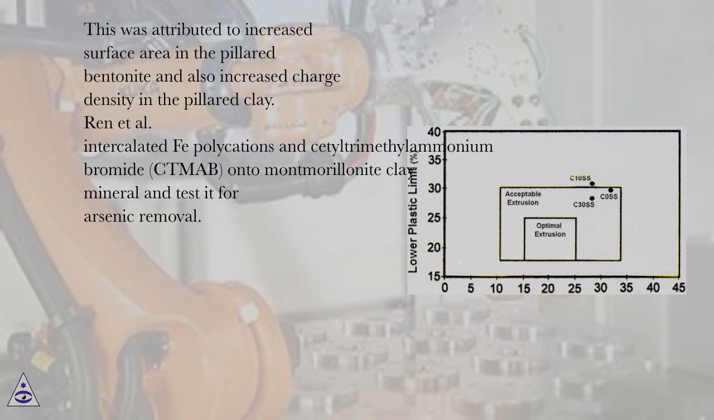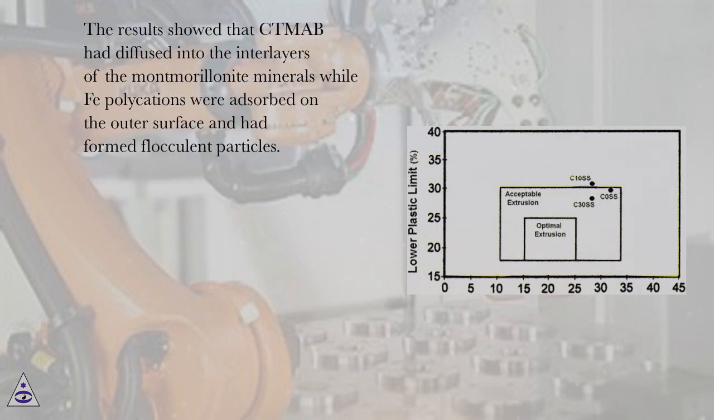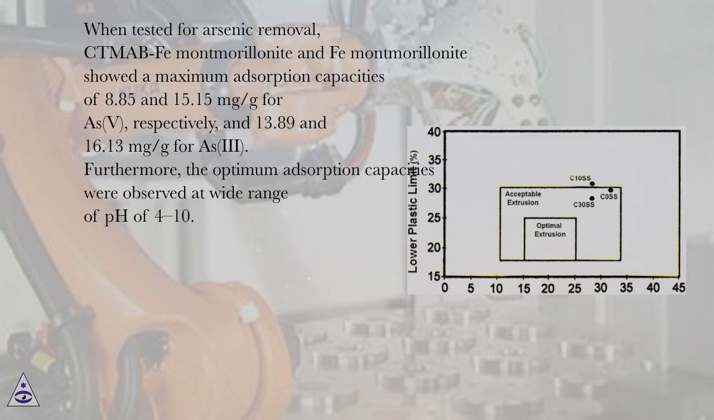Rin et al. intercalated Fe polycations and cetyltrimethylammonium bromide, CTAB, onto Montmorillonite clay mineral and tested for arsenic removal. The results showed that CTAB had diffused into the interlayers of the Montmorillonite minerals while Fe polycations were adsorbed on the outer surface and had formed flocculent particles. When tested for arsenic removal, CTAB Fe Montmorillonite and Fe Montmorillonite showed maximum adsorption capacities of 8.85 and 15.15 mg/g for As(V), respectively, and 13.89 and 16.13 mg/g for As(III). Furthermore, the optimum adsorption capacities were observed at a wide range of pH of 4 to 10.